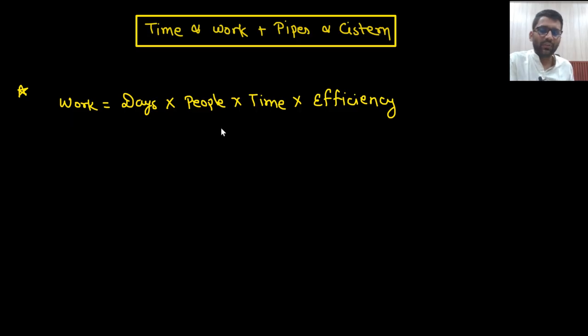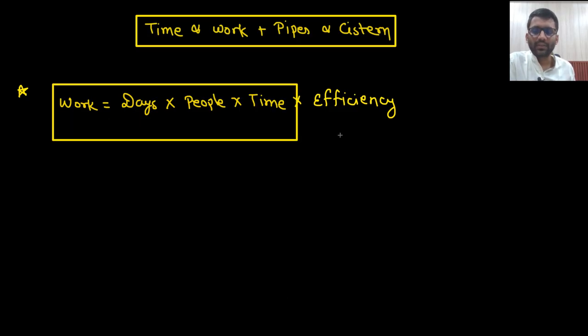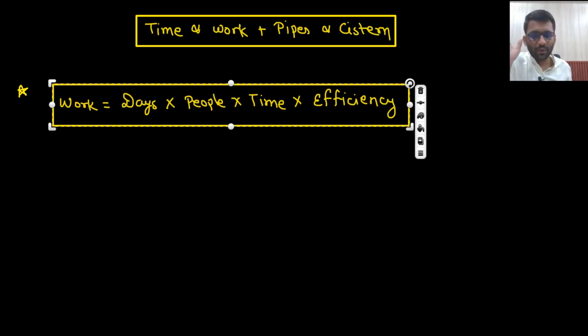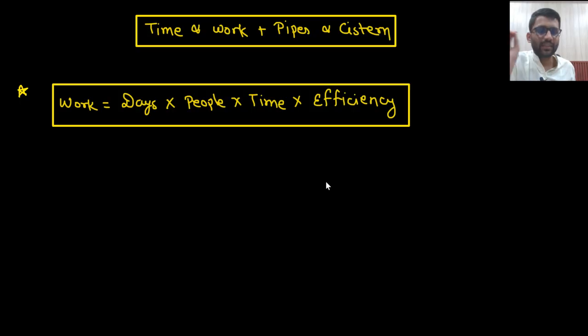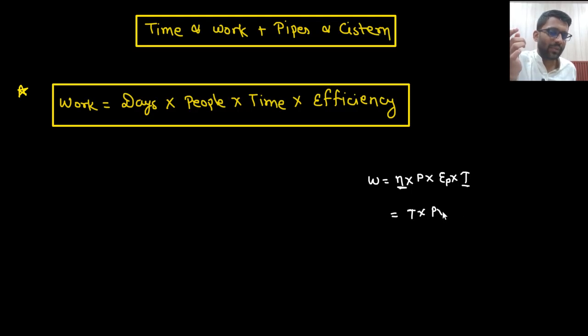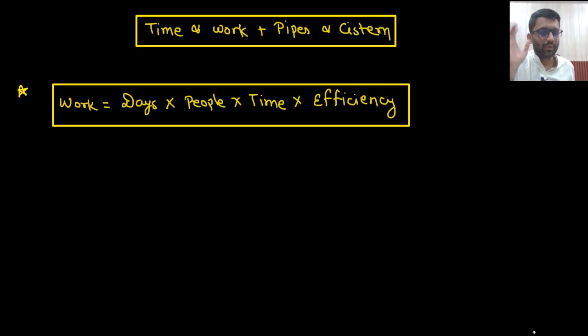There is only one formula in this chapter: work equals days into people into efficiency. We are not going to use this formula except in some problems, and where and why it will be used, I will tell you. So what is work? Work is the time taken, the number of days, into the number of people, into their efficiency. The time it takes into the number of people into their efficiency is equal to the work. That's it, and where and how it will be used, I will tell you.